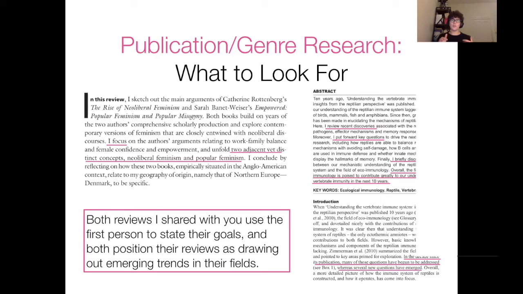So I have two different screenshots here. These are both from the review articles that I sent you in advance, and this is the beginning of both of those articles. On the left, we have an article from Women's Studies, and on the right, one from Biology. Something I noticed as I looked at these is that both of these reviews use the first person. They both use the personal pronoun to indicate what they're going to do in the article, so I focus on, or I review, recent discoveries. They also both position their reviews as drawing out emerging trends in the field, right?